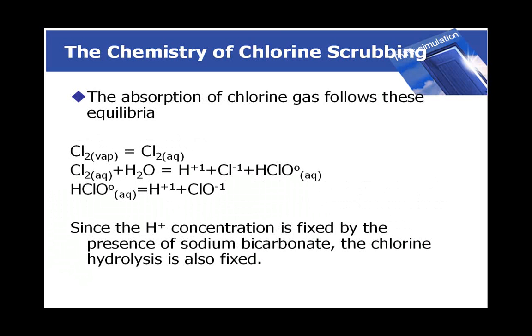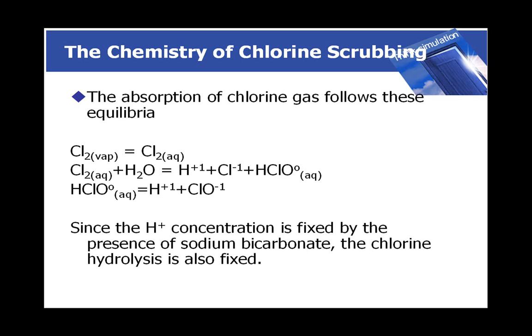Let's look at the VLE equilibria for chlorine. Chlorine is absorbed from the vapor into the aqueous phase. Then chlorine reacts with water to dissociate into hydrogen ion, chloride ion, and the hypochlorous acid molecule. And hypochlorous acid also dissociates into hydrogen ion and hypochlorite ion. But again, remember, the pH is fixed by the bicarbonate ion, so the pH is fixed here.